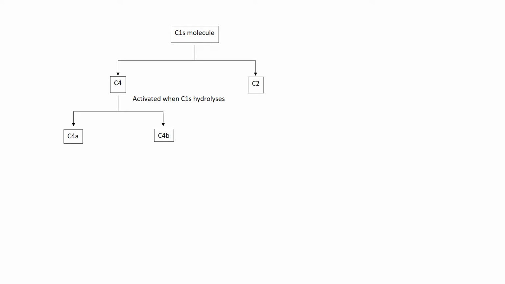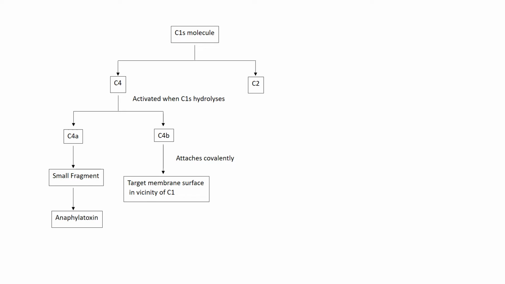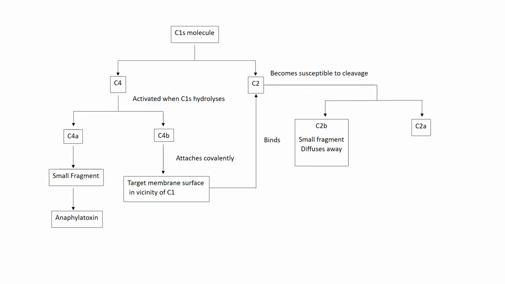The C4 molecule is activated when C1s hydrolyzes it and it cleaves into C4a and C4b. The C4a is the smaller fragment and it acts as an anaphylatoxin. The C4b attaches covalently to the target membrane surface in the vicinity of the C1, where it binds to the C2. When it binds, C2 becomes susceptible to cleavage and it cleaves into C2b, a smaller fragment that diffuses away, and C2a, the larger fragment.